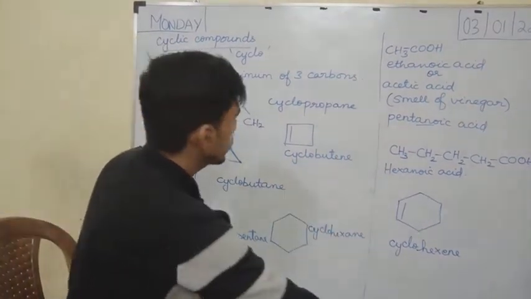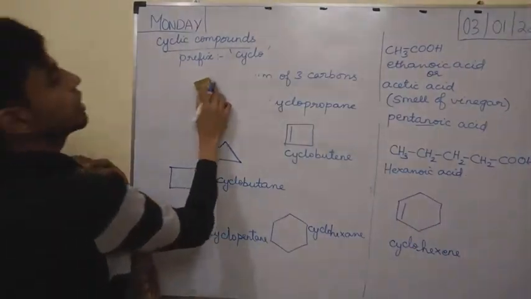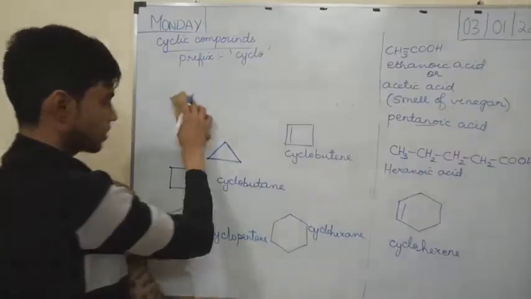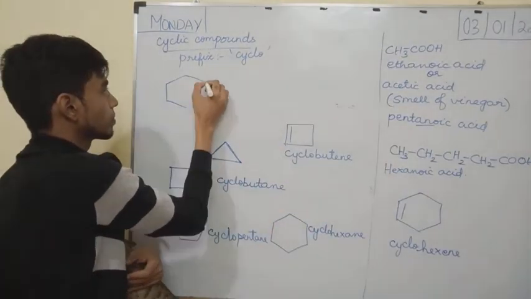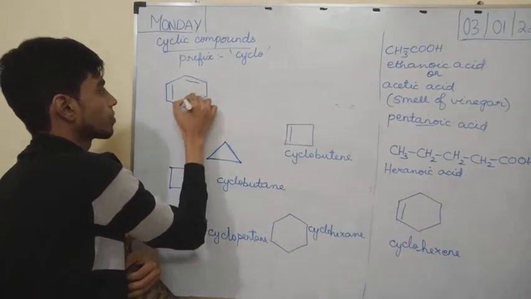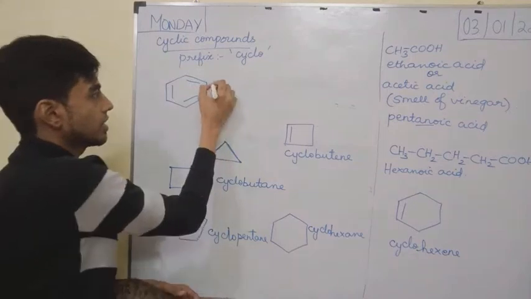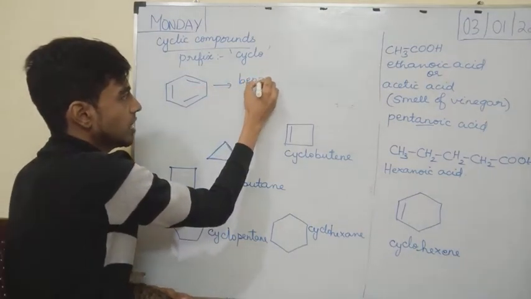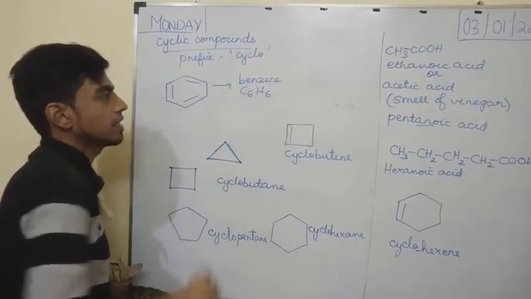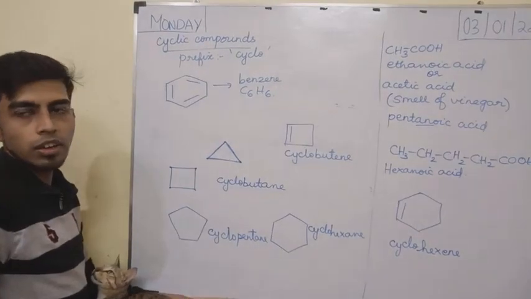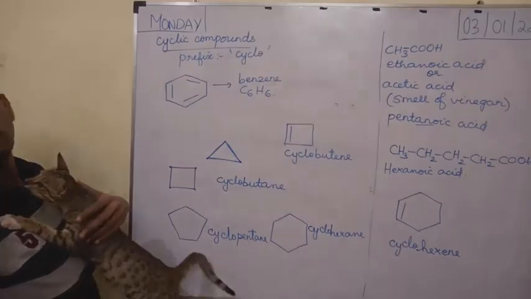This already I told you, this name I have taught you. So can you tell me the name of this compound? What is the name and formula of this compound? I told you to remember. Yes, it is benzene. So what is the formula for benzene? C6H6. I think you know how to calculate the molecular formula and all. Yes or no? Yes, sir.